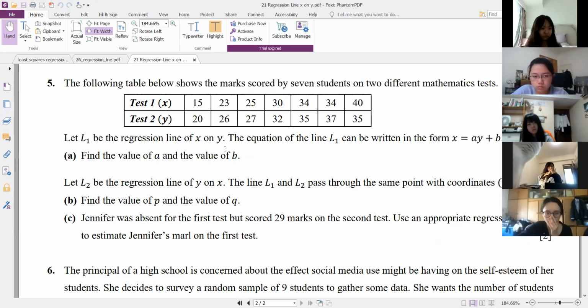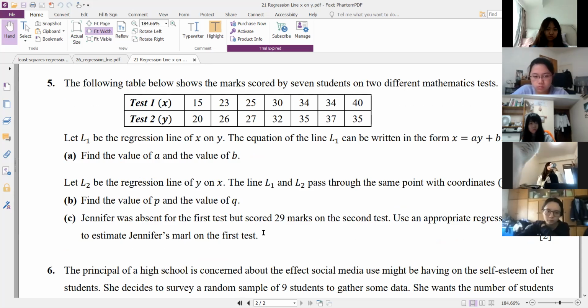Then L2 is the regression line Y on X. So which means go to the list variable stuff and change it back to 1 and 2 this time. And again, write down X and Y. Jennifer was absent for the first test but scored 29 on the second test. Use the appropriate regression line to estimate.